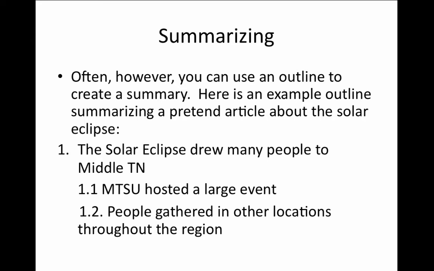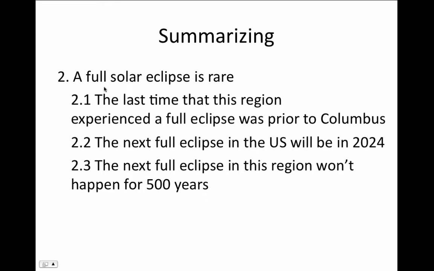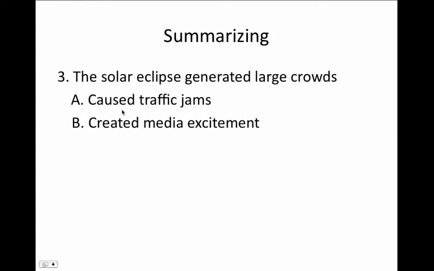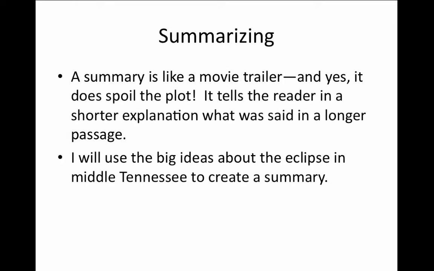Here is an example outline summarizing a pretend article about the solar eclipse. So major point 1, the solar eclipse drew many people to Middle Tennessee. Then you have a 1.1, a subpoint, Middle Tennessee State University hosted a large event, and so on. Major point 2, a full solar eclipse is rare. Subpoints under that. For example, the last time that this region experienced a full eclipse was prior to Columbus. Point 3, the solar eclipse generated large crowds, with a couple subpoints under that.